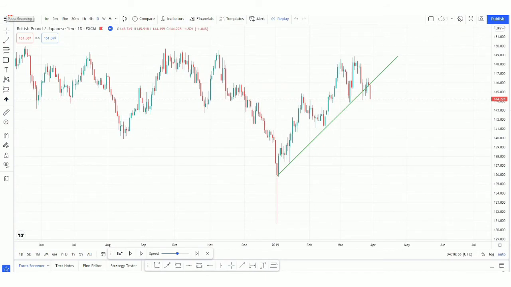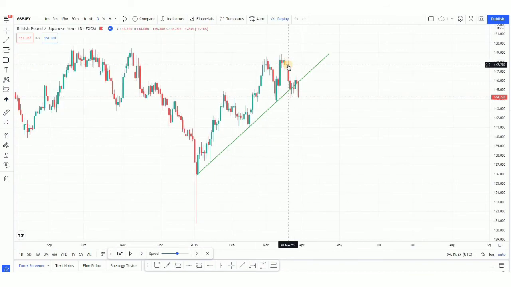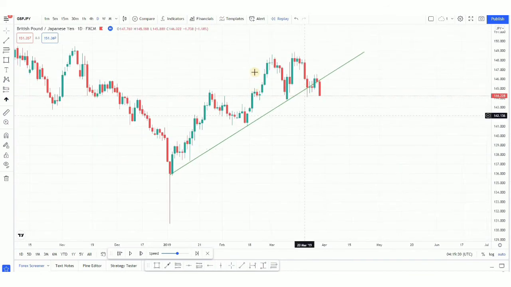So in our next example, we'll be looking at GBPJPY. Over here, we can see clearly that the market was in an uptrend: higher high, higher low, higher high, higher low. Then it came to form a double top here. So even over here, I'll be expecting a reversal in trend, because a double top is a trend reversal pattern.